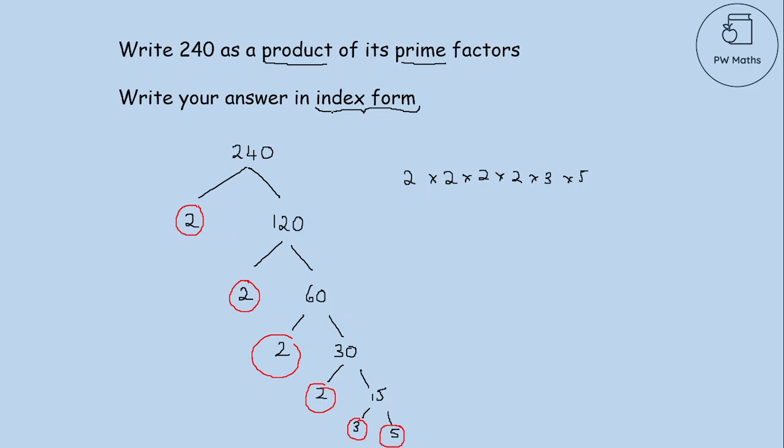But this part of the question asks us to write it in index form. So what we need to do is have a look and see if we've got any numbers that are the same, and just tidy them up a bit. I can see I've got lots of 2s. Now, what's the way that I can write 4 lots of 2 multiplied together? Well, that's 2 to the power of 4. I don't have any other 3s, don't have any other 5s. So written as a product of its prime factors, it's 2 to the power of 4 times 3 times 5.